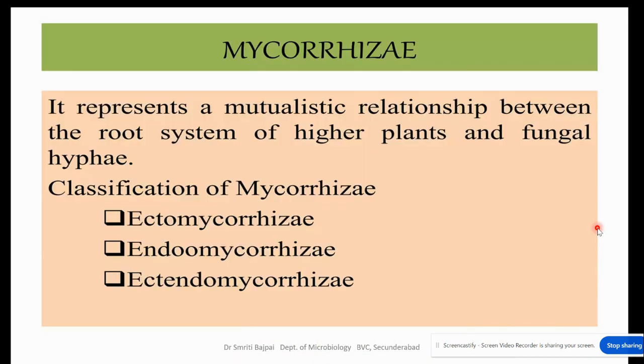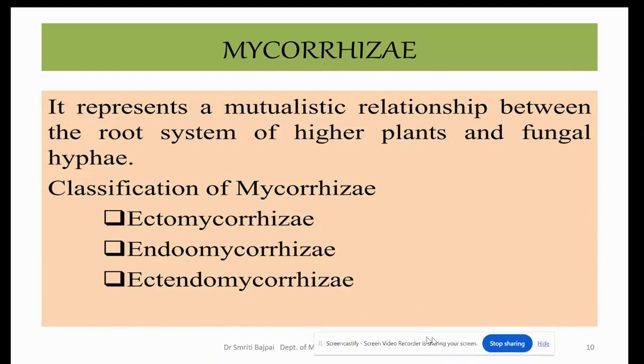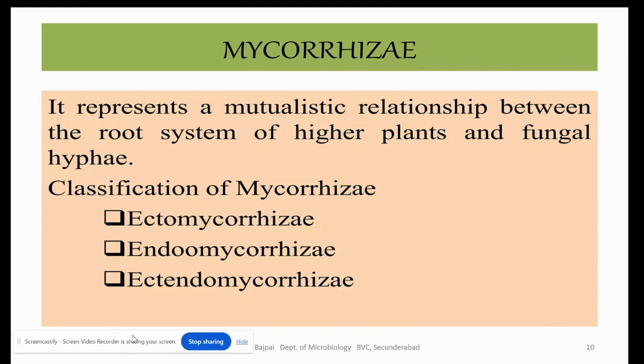The next example is the mycorrhiza. Mycorrhiza is the association between the root system of higher plants and the fungal hyphae. On the basis of their structure and their approach inside the higher plant, they are classified into three types: ectomycorrhiza, endomycorrhiza, and ectendomycorrhiza.